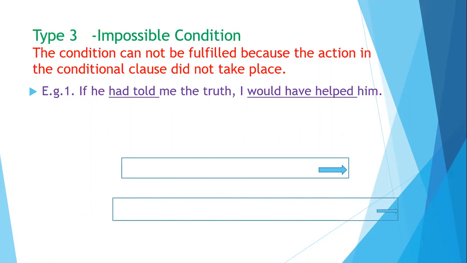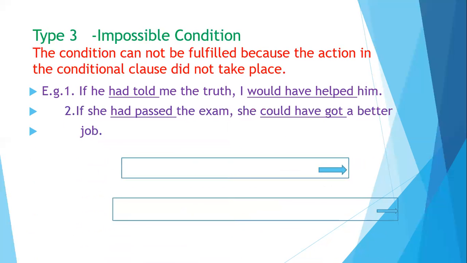If he had told me the truth, here what does it suggest? He didn't tell me the truth. I would have helped him. He didn't tell me, so I didn't help him either. So the meaning is he did not tell me the truth and I did not help him either. So let's look at the second one as well. If she had passed the exam, she could have got a better job.